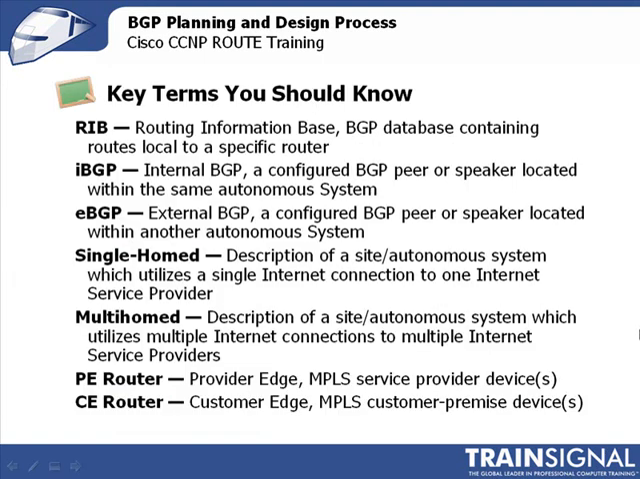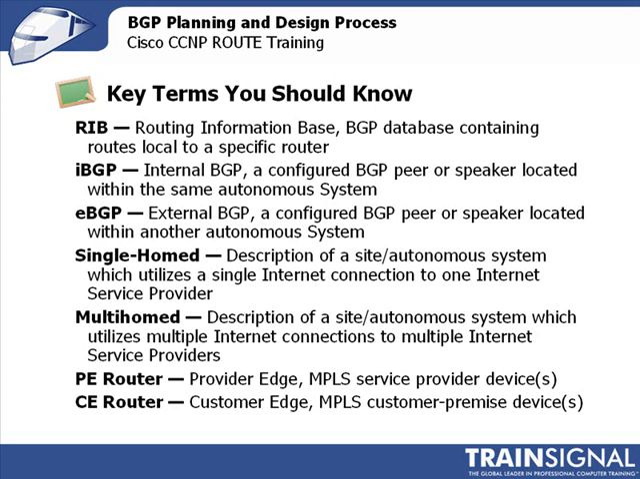So just some key terms we want to review. The RIB, or Routing Information Base, this is essentially the BGP database containing all routes to destination networks local to a specific BGP router. iBGP, or Internal BGP, is a configured BGP peer or speaker located within the same autonomous system. eBGP, or External BGP, is a configured BGP peer or speaker located within another or different autonomous system. Understand the difference between iBGP and eBGP. Also recall that iBGP administrative distance 200, eBGP administrative distance 20.